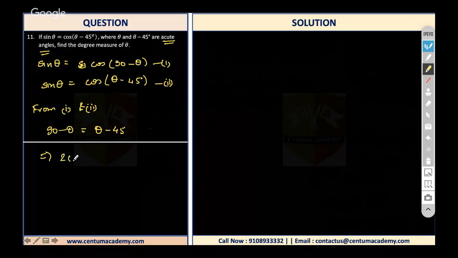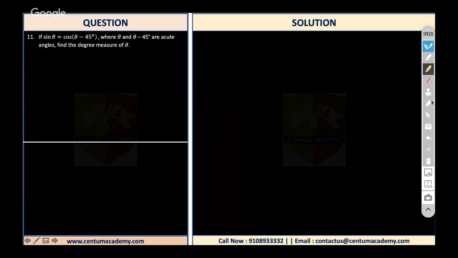So hence, if you solve this, just one linear equation in one variable, this is nothing but 2 theta is 135 degrees. So theta becomes 135 upon 2, which is 67.5 degrees. Okay, so this is how you'll have to solve it, right? Find the degree measure of theta. So theta is 67.5 degrees. Okay, so let's go to the next problem.